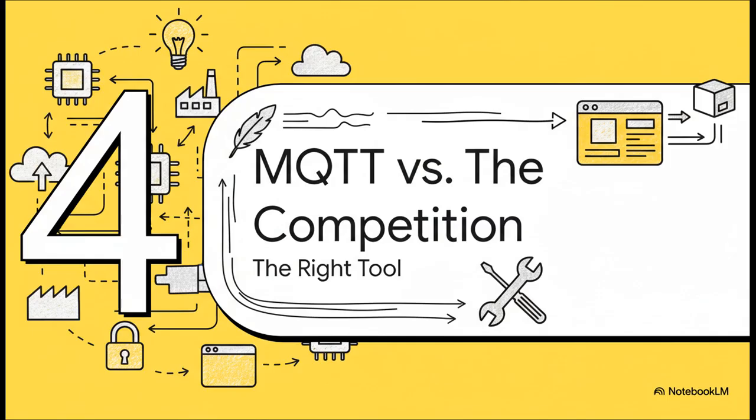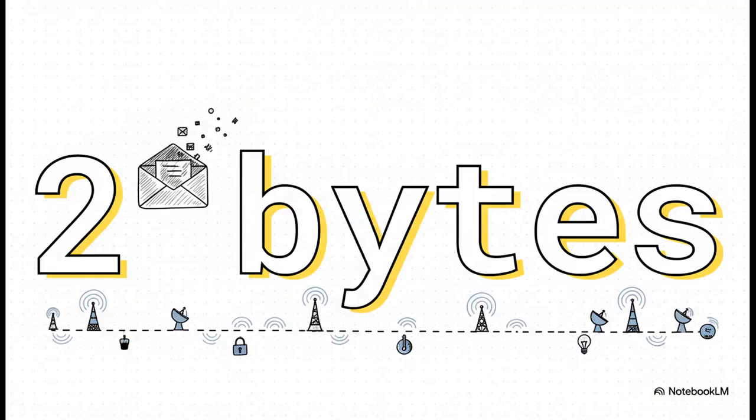First, let's make that lightweight idea really concrete. The header of an MQTT message, that's kind of like the envelope the data is sent in, can be as small as 2 bytes. To put that in perspective, the letter A is 1 byte. So the entire overhead for sending a message is the size of 2 letters. That's it. It's incredibly efficient. And it's a huge reason why MQTT works so well on those slow, shaky networks.